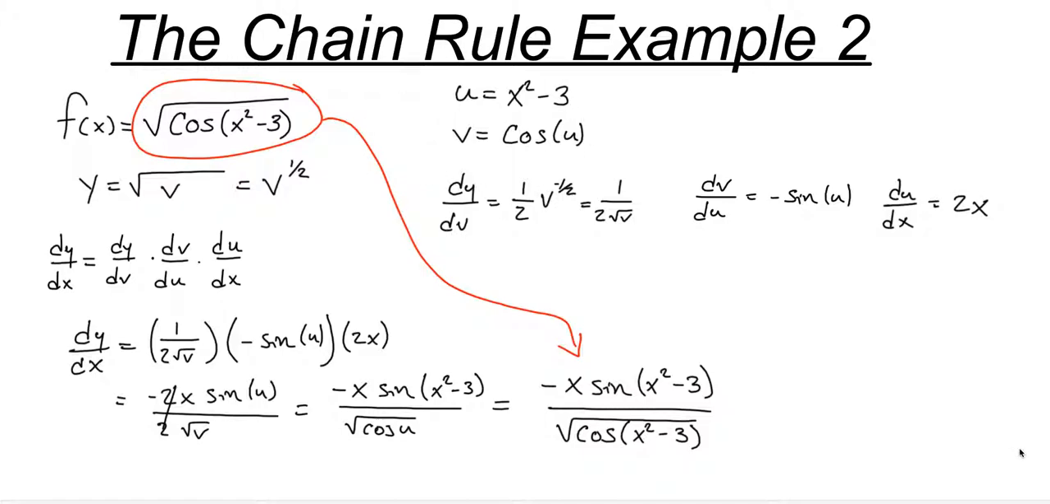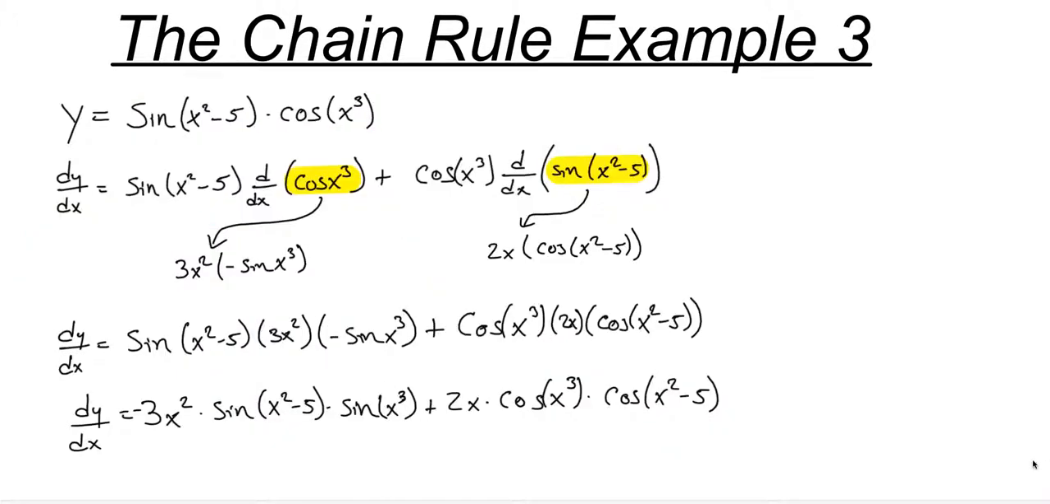I would always recommend writing out this step here, where you show the plan with how you're actually going to find dy dx. If you can make that plan for yourself, then finding the derivative itself becomes a lot easier. I know we didn't write it out in this case here, but again, that's going to be the general form every single time.